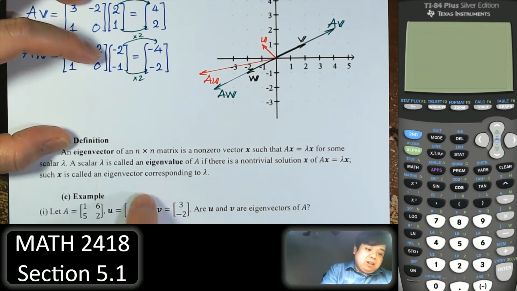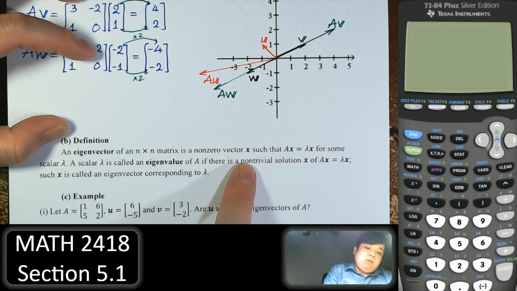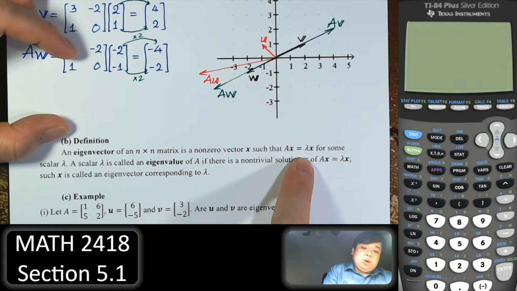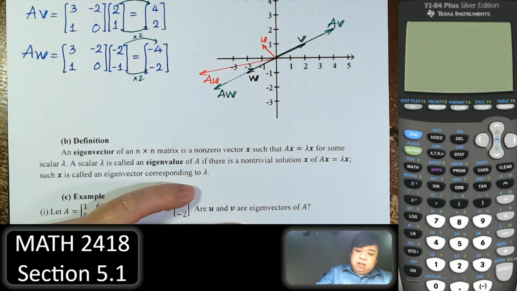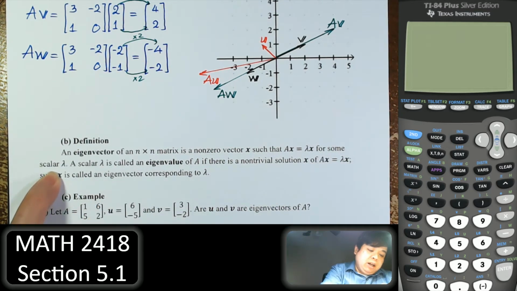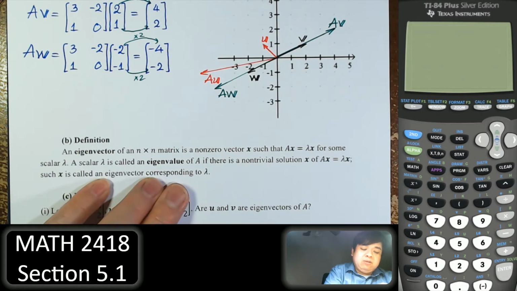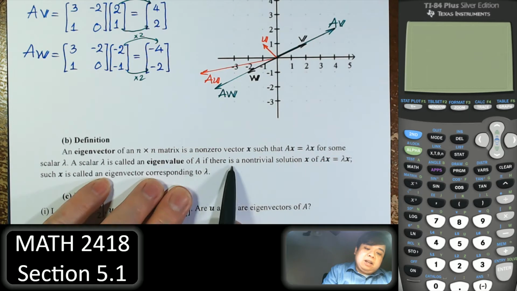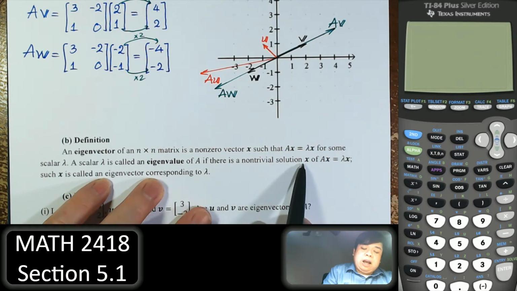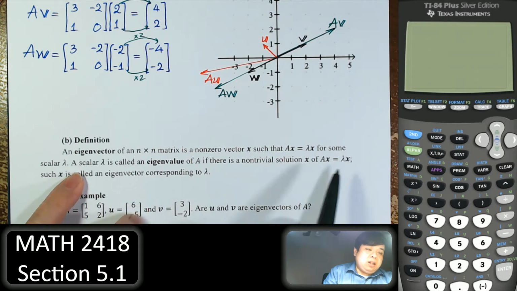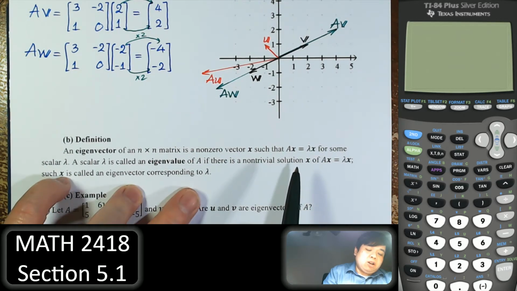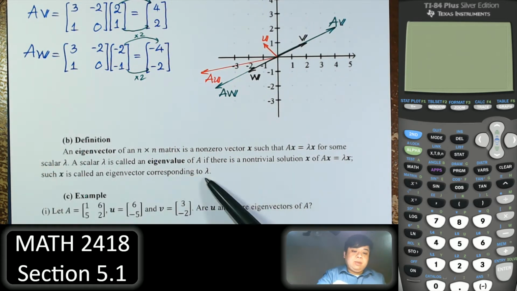An eigenvector of an n by n matrix A is a non-zero vector x such that A times x is equal to lambda times x, for some scalar lambda. This is the Greek letter lambda. A scalar lambda is called an eigenvalue of A if there is a non-trivial solution x of Ax equal to lambda x. Such an x is called an eigenvector corresponding to the eigenvalue lambda.